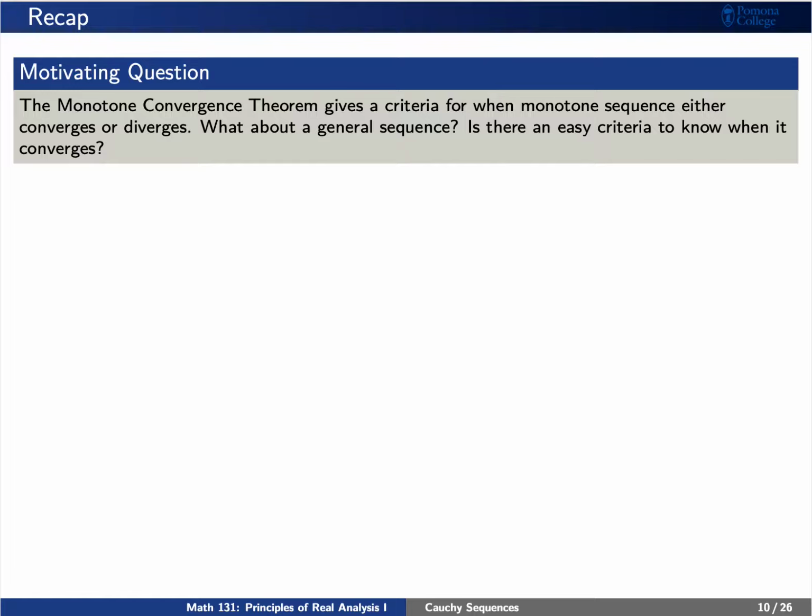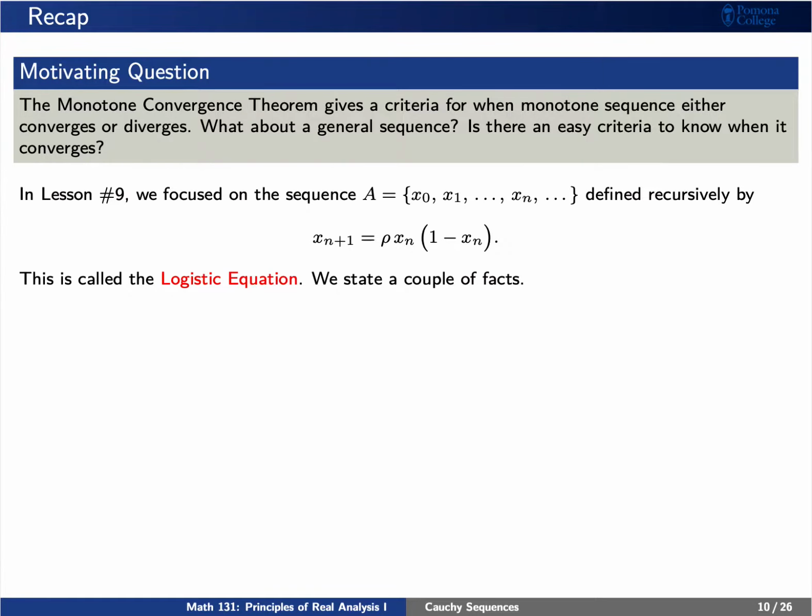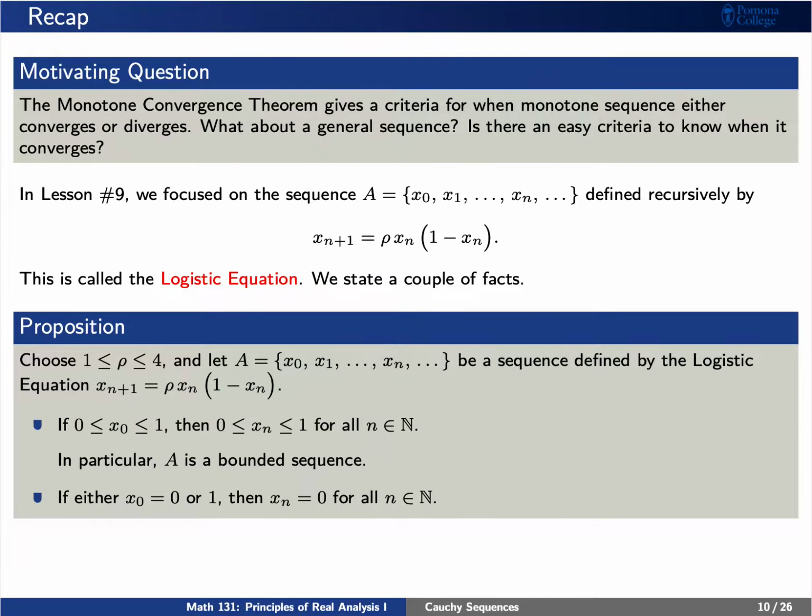Here's a motivating question. The monotone convergence theorem gives a criteria for when a monotone sequence either converges or diverges. But what can we say more generally? To get some intuition here, recall that we looked at the logistic equation. We found that when rho is between 1 and 4, then every term in the sequence is between 0 and 1 whenever the initial term, x_0, is between 0 and 1. In particular, this will always define a bounded sequence.